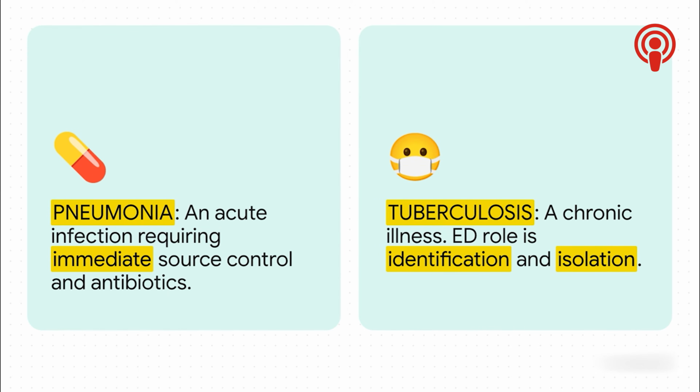With pneumonia, you are in attack mode. It's an acute infection, and your job is to get on top of it, fast. But with TB, that's a chronic disease. In the ED, your job isn't so much about starting treatment as it is about identifying the patient and, crucially, isolating them so they don't infect anyone else.